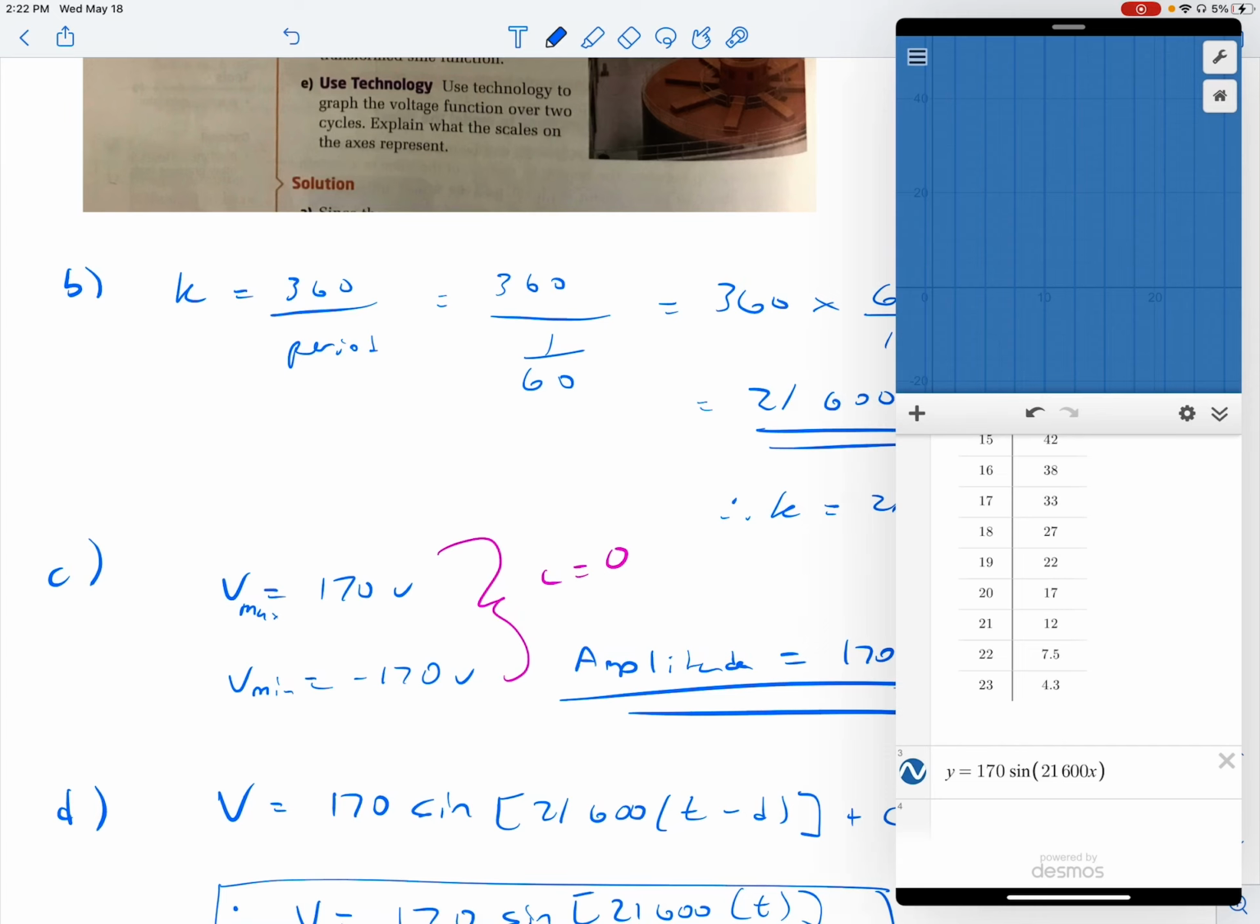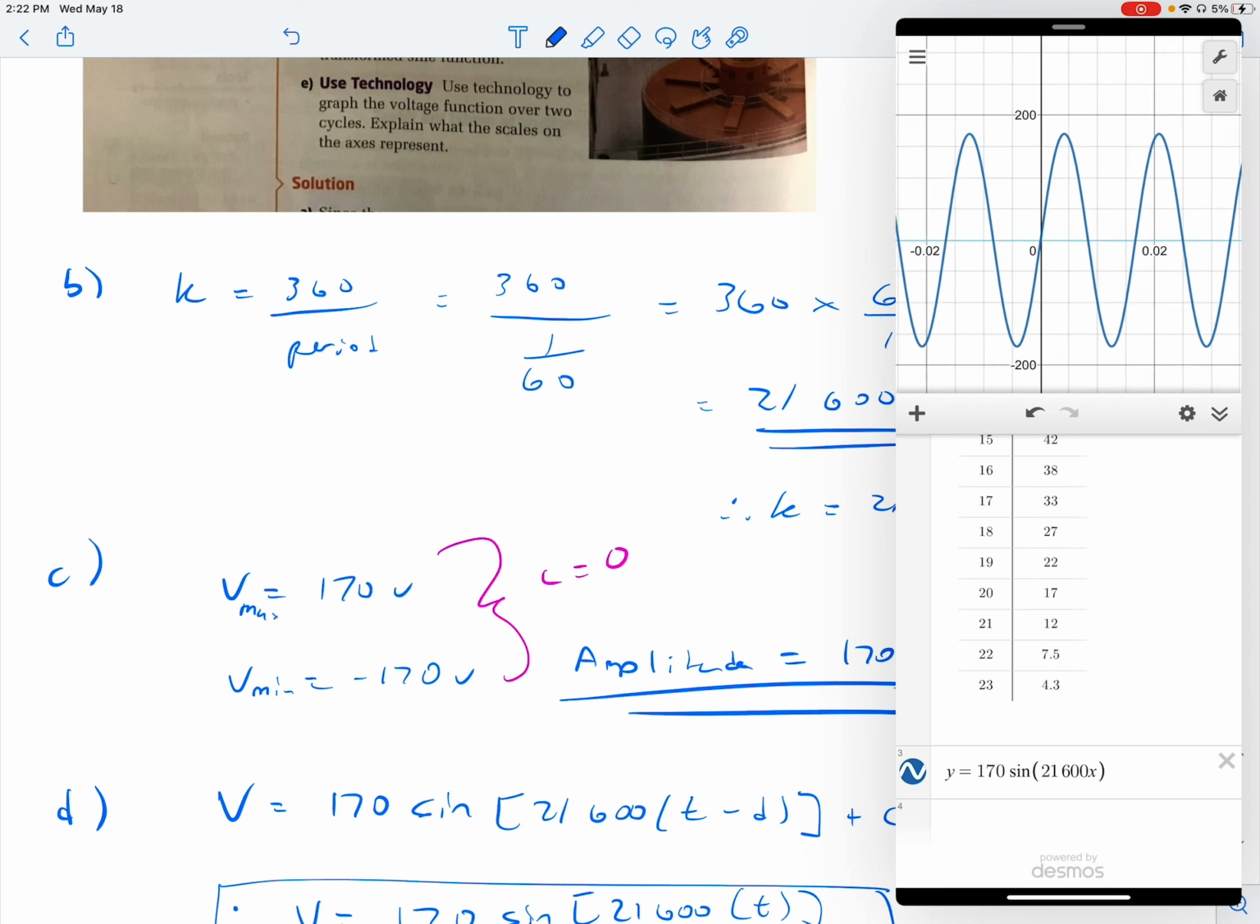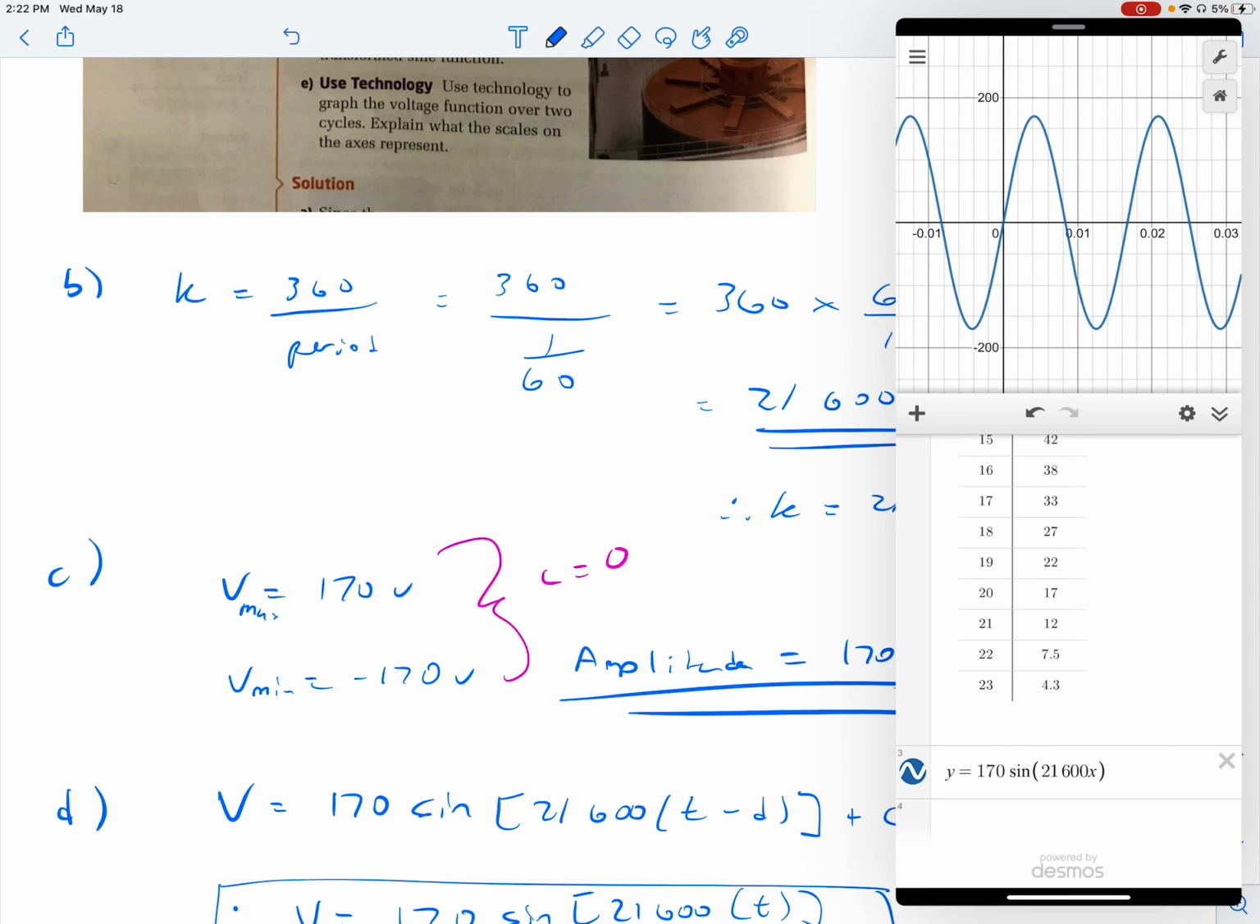Okay, we got a blue screen, so I'm not surprised because the period's really small, right? So let's open this up more. There we go. Okay, so there is 2 nice cycles. Notice there's no phase shift, so we're beginning at the origin and going up to a maximum, and we can see that would be 1 full cycle, 0.01667. That was the period that we found. Okay, and our max is 170, our minimum is negative 170. So we can see this equation works really well.